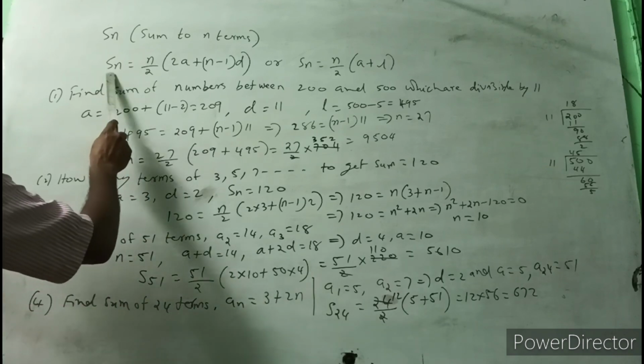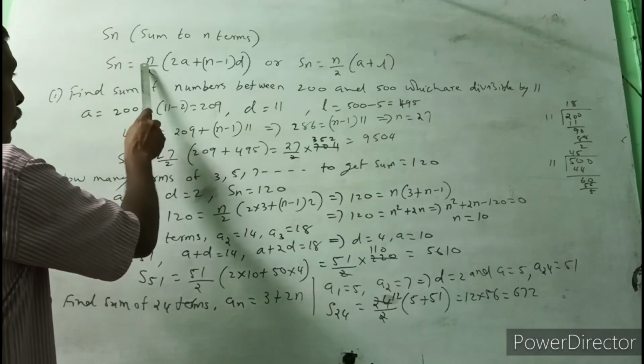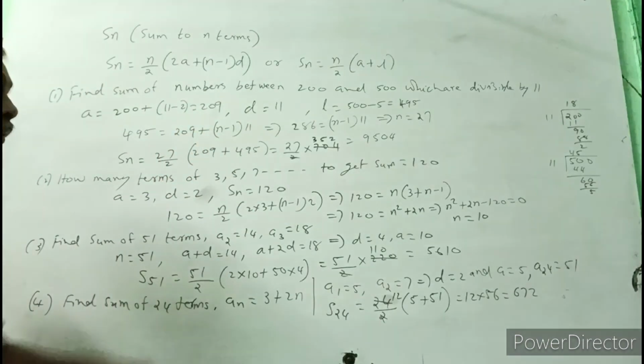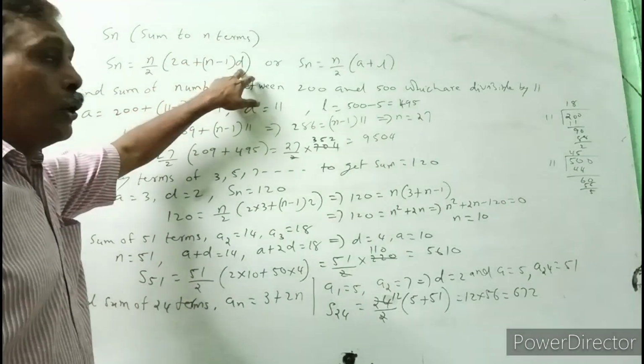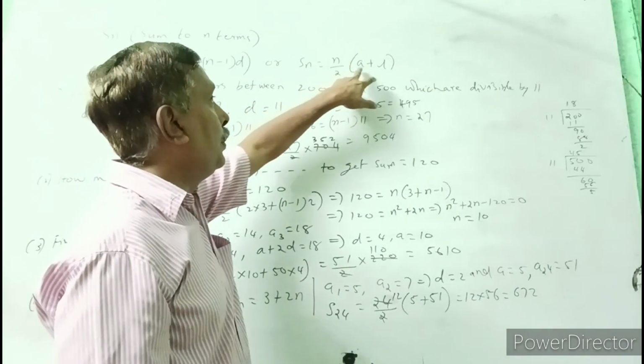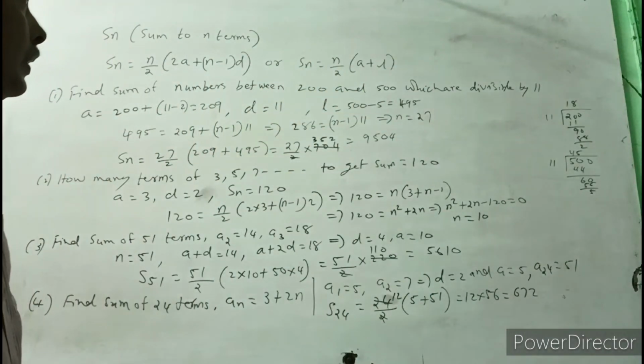There are two formulas. Sn = n/2 into, where n means the number of terms, n/2 into (2a + (n - 1)d). A is the first term, d is the common difference. Or we can find Sn = n/2 into (a + l), where l is the last term.